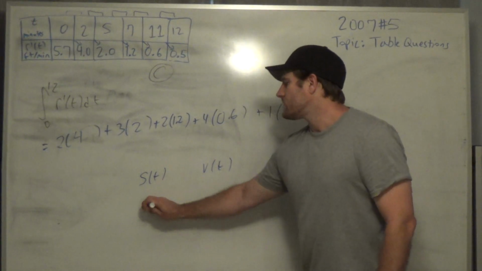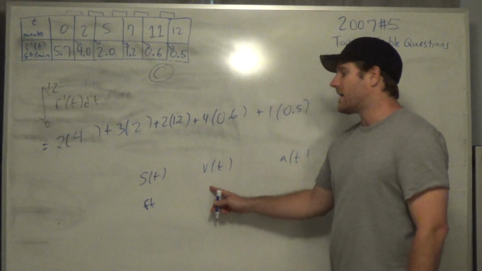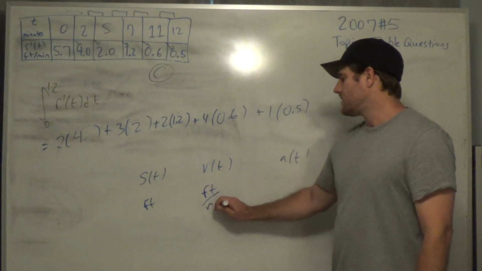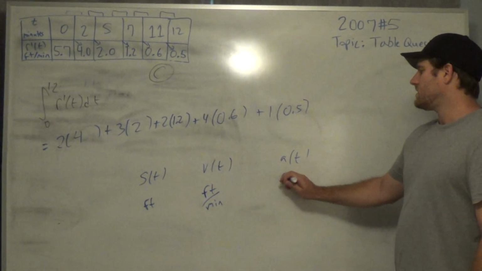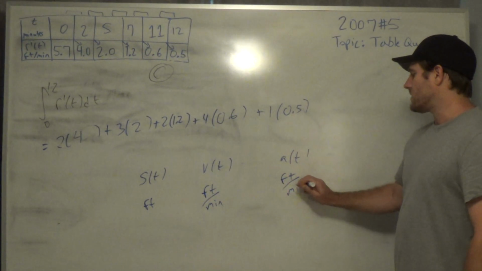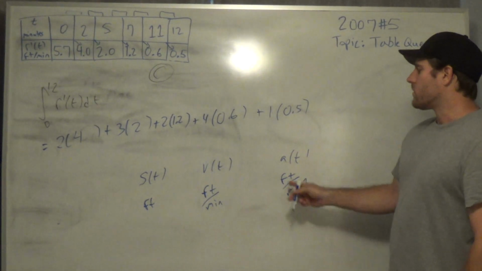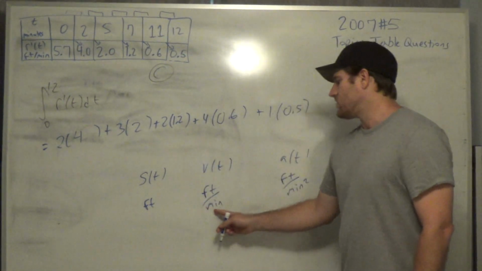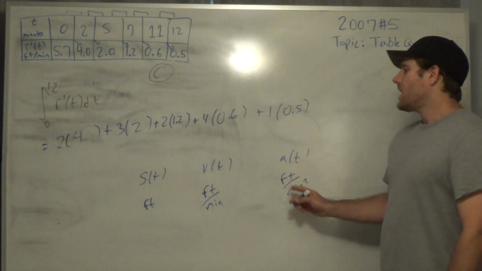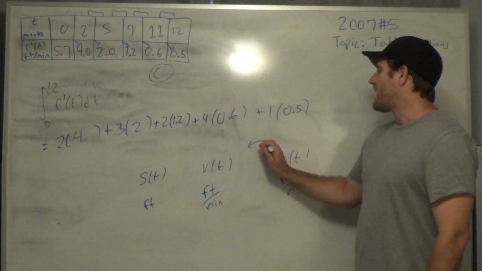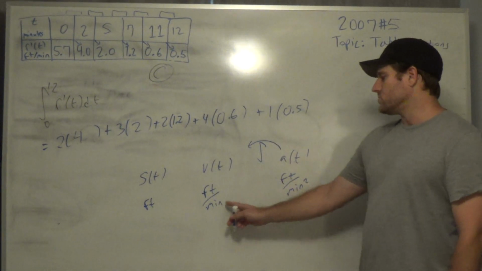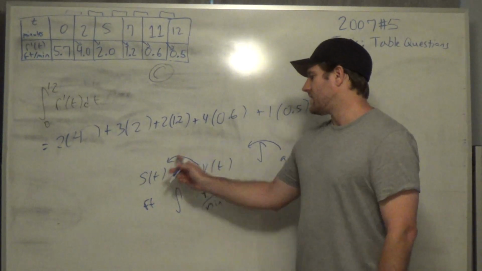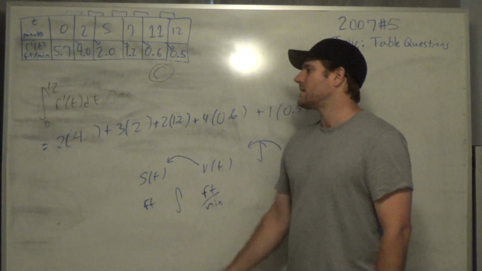Okay. If the position was measured in feet, and let's say time was in minutes, so the derivative would be feet per minute. And then acceleration, the derivative would be feet per minute squared. Now, remember, that's taking the derivative. If you take the derivative each time, you get another unit of time on the bottom. But when you work backwards and you take the antiderivative, you lose this unit of time on the bottom. So if I take the antiderivative, it goes from feet per minute to feet.